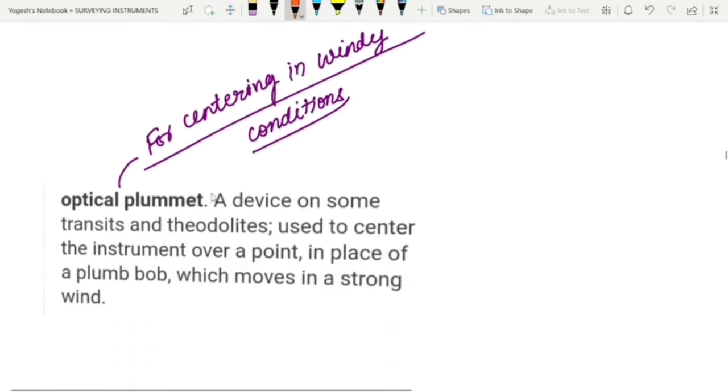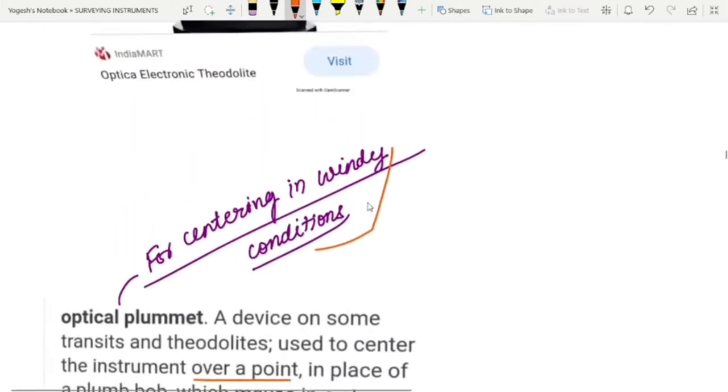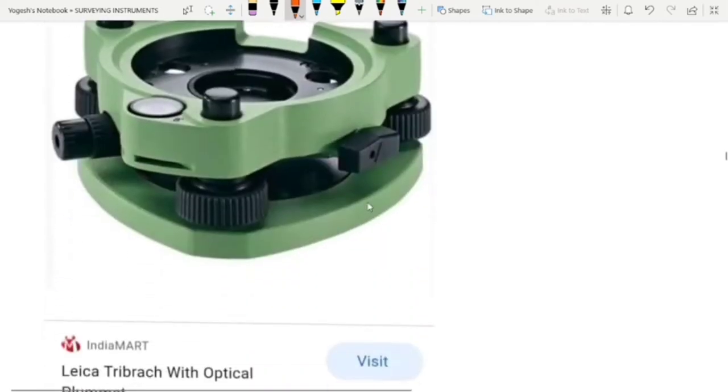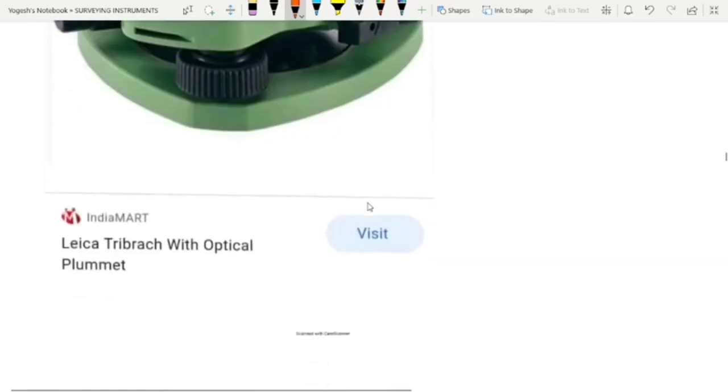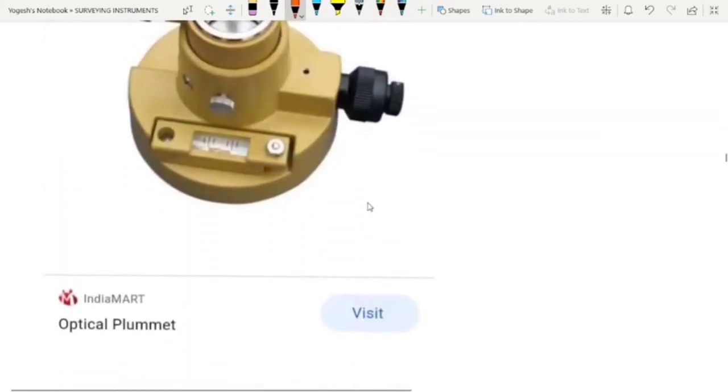Optical plummet. We had discussed the optical plummet in plane table survey, a device on some transits or theodolites used for centering purposes, when there is wind in that particular situation. The optical plummet is used instead of the plumb bob. This is basically the optical plummet.